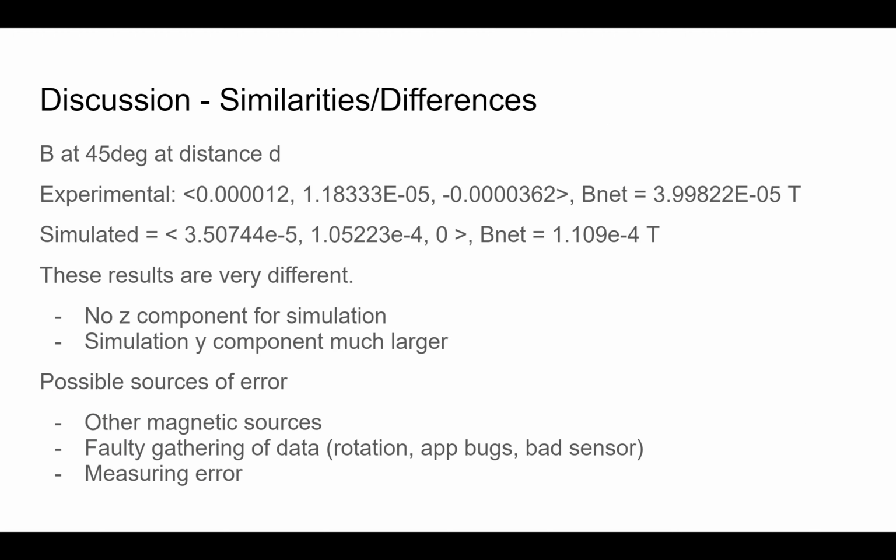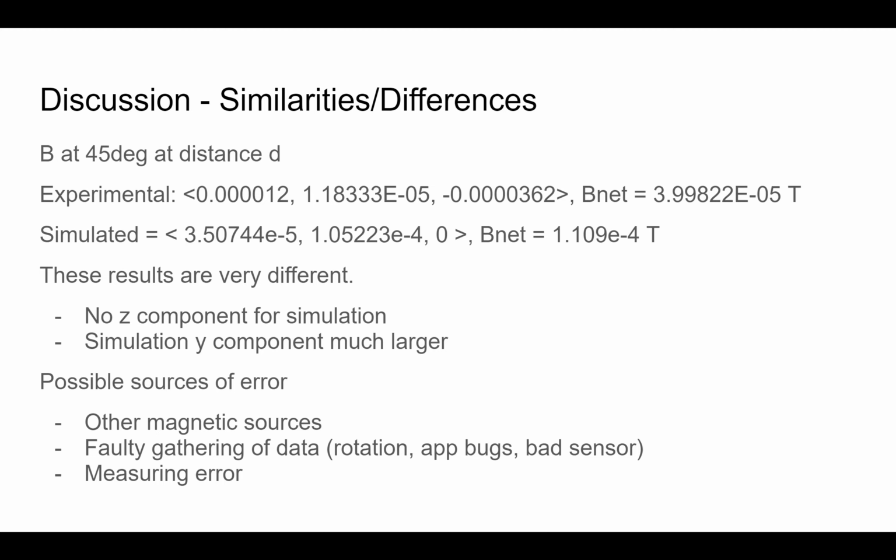Now, so for similarities and differences, the experimental and simulated values are very, very different. You can see the results next to the B net. There is no Z component for the simulation, so that's one big difference. And then the simulation Y component is much, much larger, resulting in like an order of difference for the B net. So some sources of error are other magnetic sources that I didn't take into account.